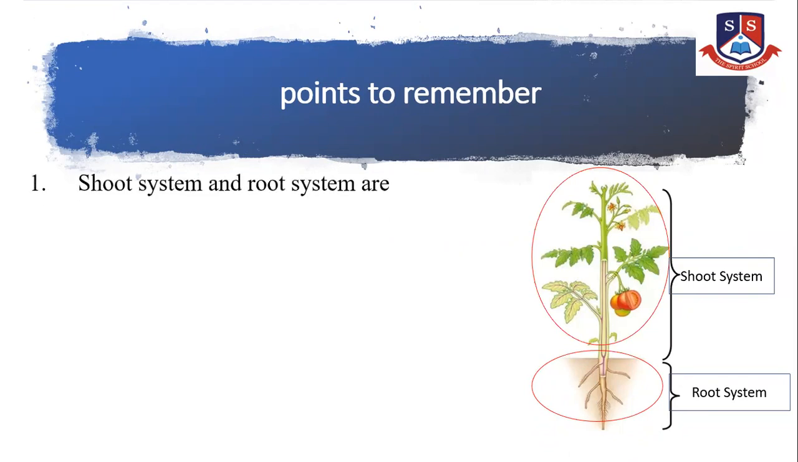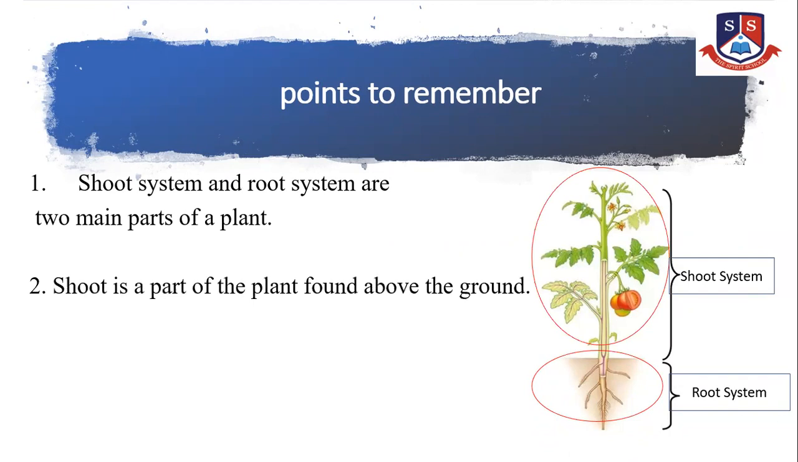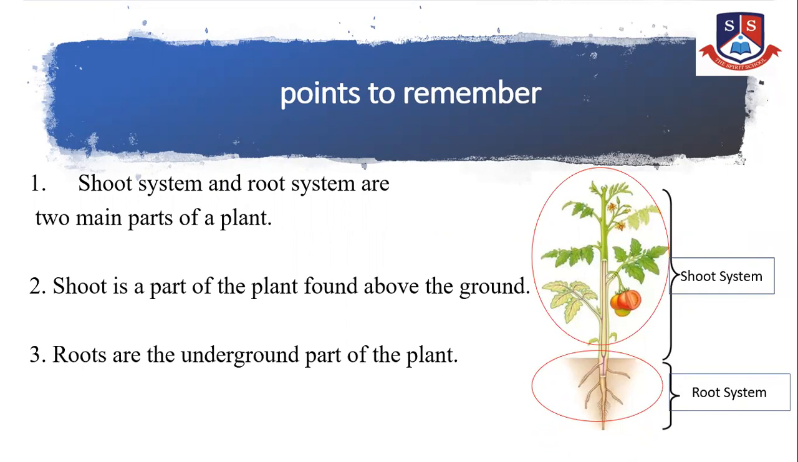Shoot system and root system are two main parts of a plant. Shoot is a part of the plant found above the ground. Roots are the underground part of the plant.